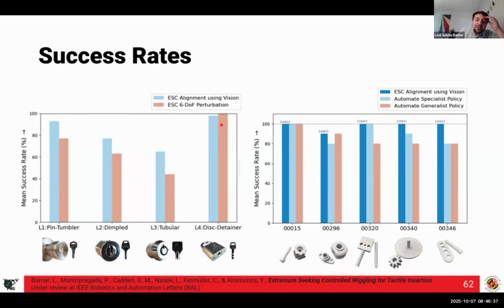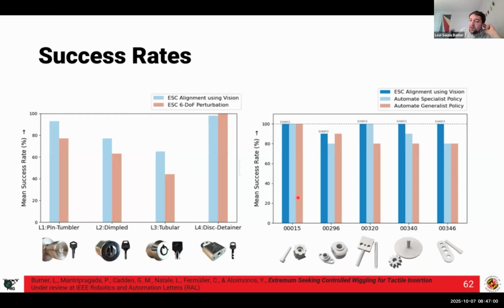When we tested this on different keys, which, by the way, keys are considered very hard in the robotic insertion literature where they normally consider just smooth objects and smooth pegs, we got very good success rates, over 90% on 2 of them, slightly lower on the dimpled and tubular locks. However, these locks are much harder because the dimpled lock has surfaces that slope away from the lock, and the tubular lock is mostly flat.